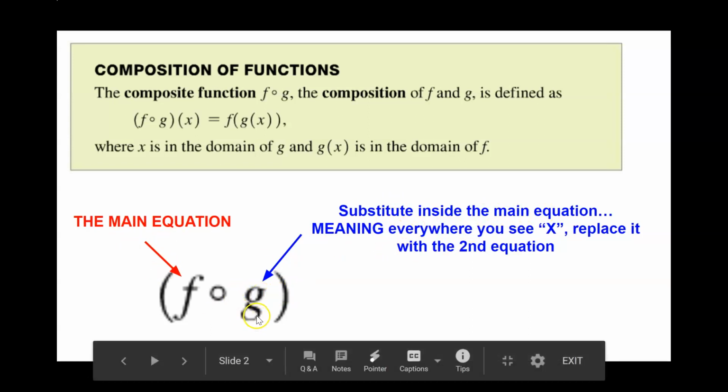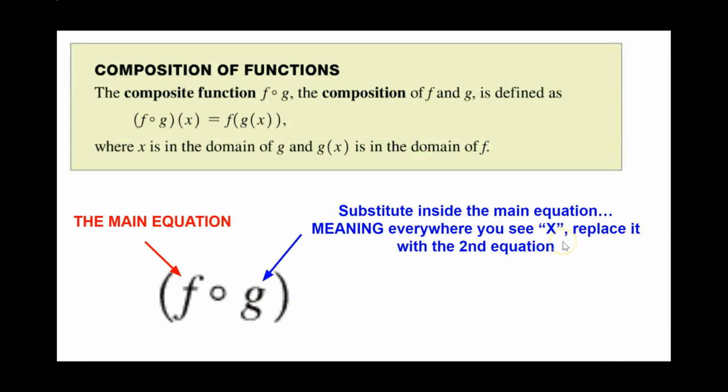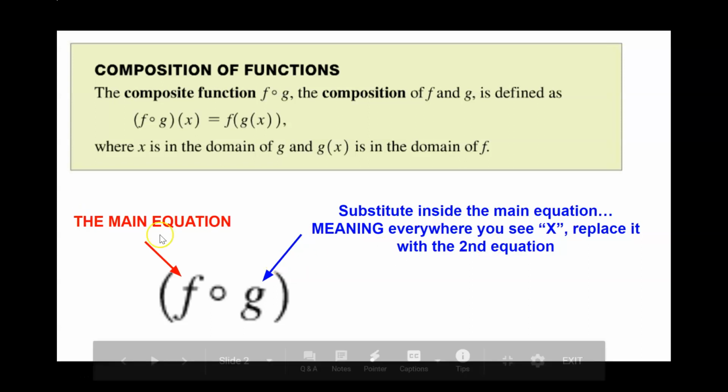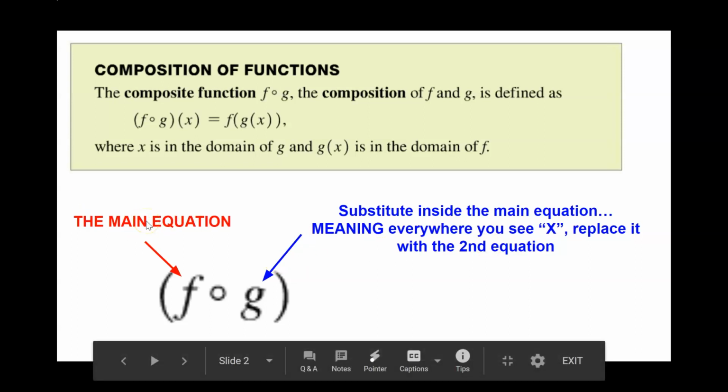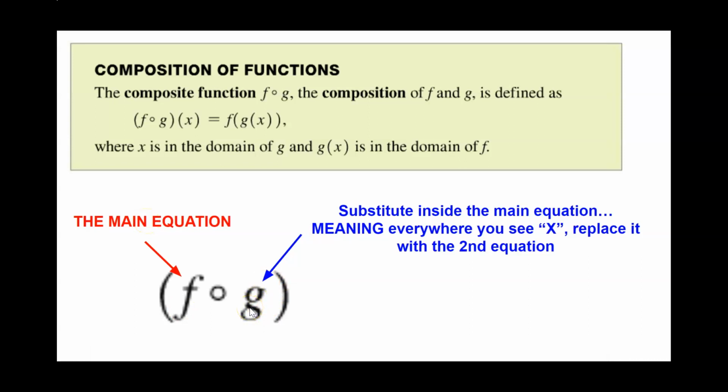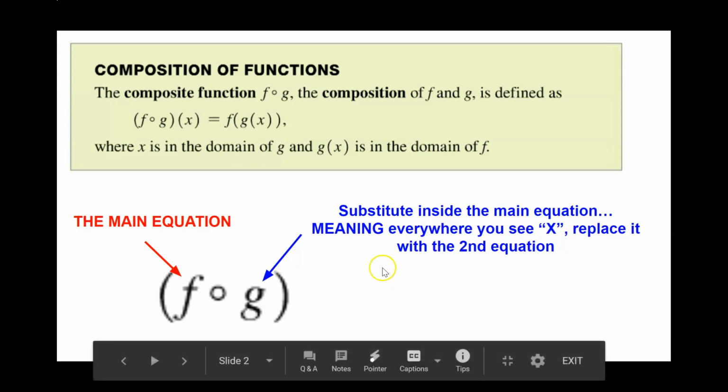So anytime we see an X in this equation, this is kind of like what we did for the difference of quotients, where we took away the X and put in X plus H. Well, this time we're going to take away the X in the main equation, and we're going to insert this whole equation of G, whatever they give us for G, into it, and then we're going to simplify and solve. If it tells us to put in the number, we'll put in the number to get the answer.